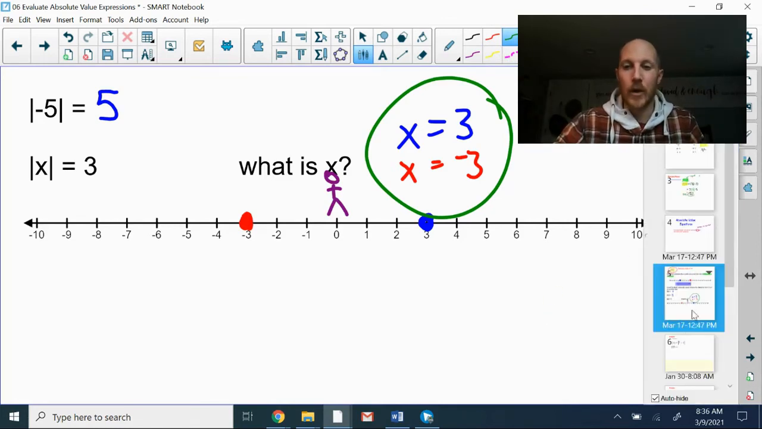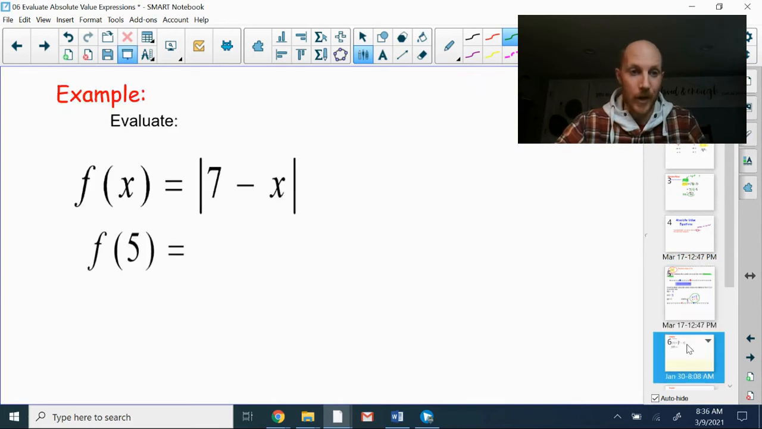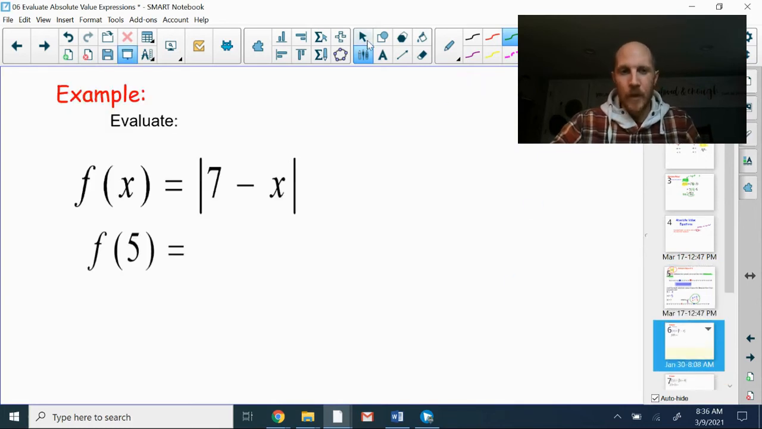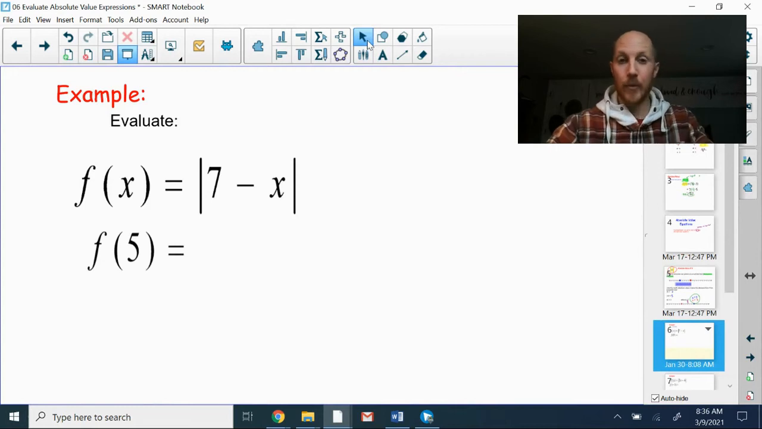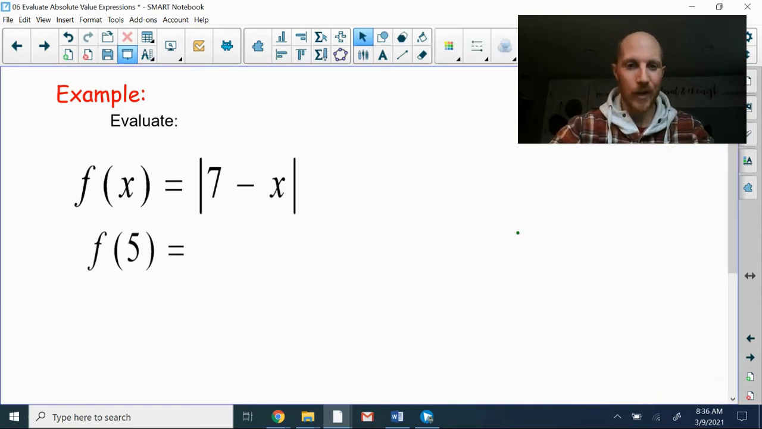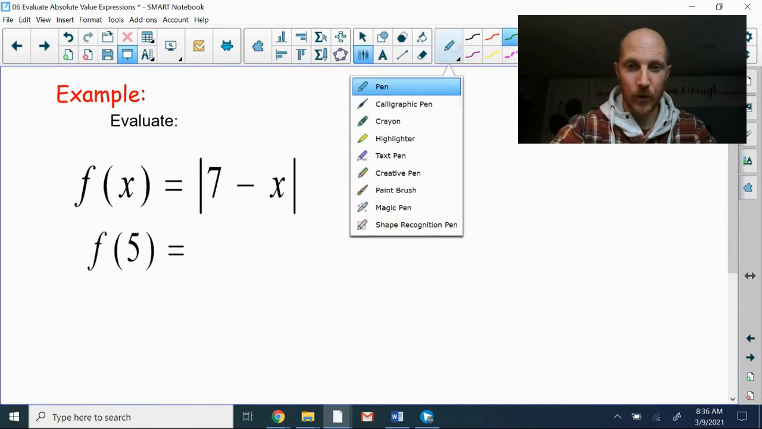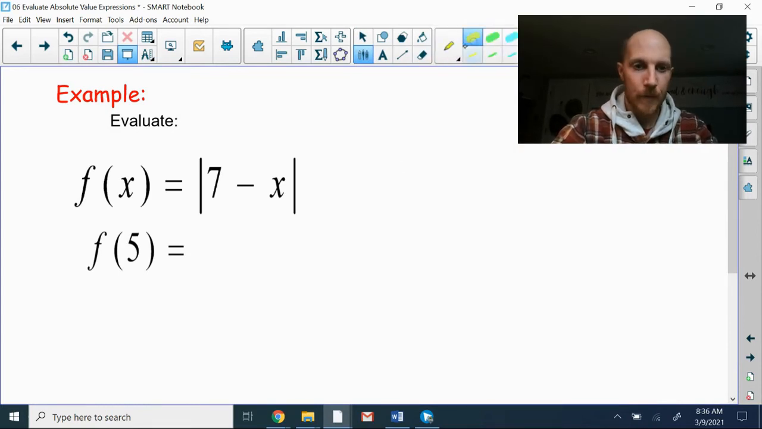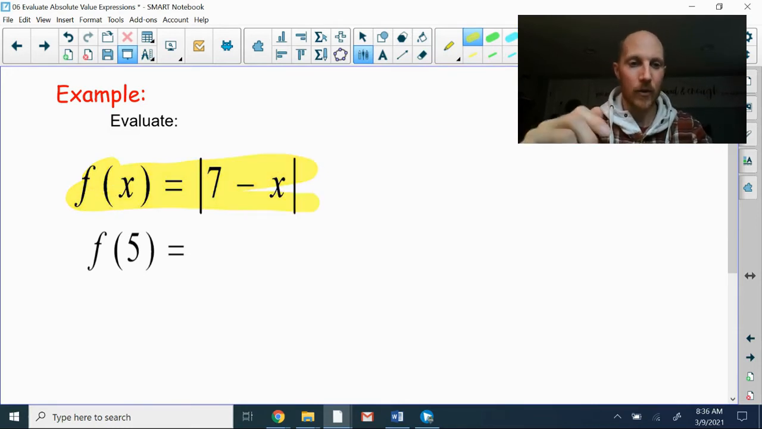So let's look at what we're actually doing today. We're going to evaluate. So evaluating absolute value. So here's an absolute value expression. It's been written in function notation. So we're going to do this the same way that we did the earlier example with function notation. We're going to start with this yellow version. That is the function f of x, the function based on x, equals the absolute value of 7 minus x.